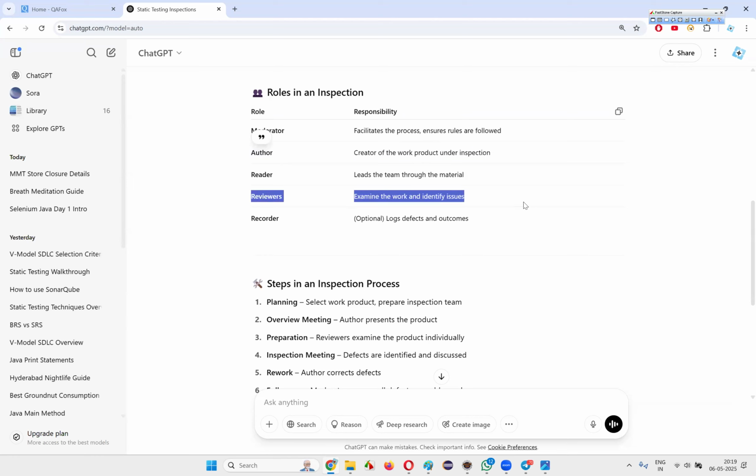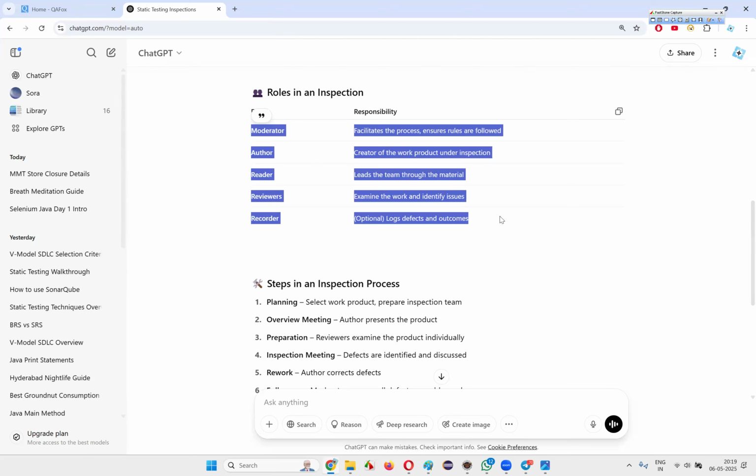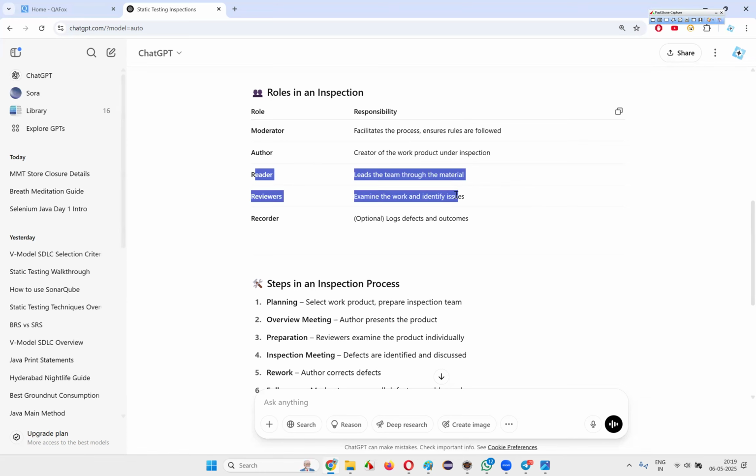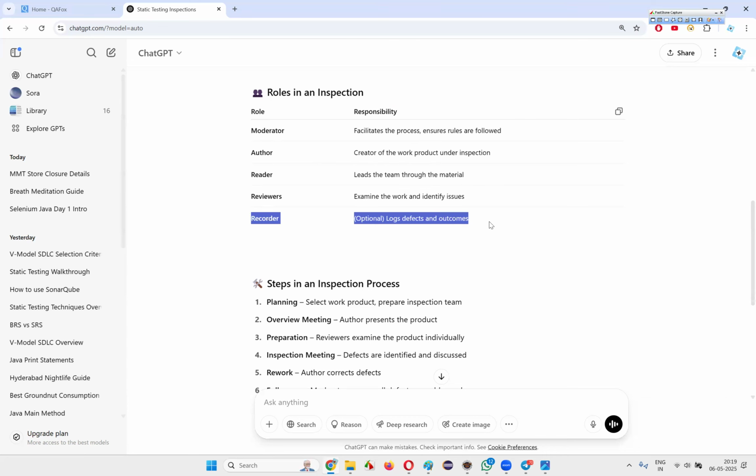Then we have reviewers, who examine the work and identify the issues. Then finally, we have another role known as the recorder, which is optional. It may or may not be available. Whatever the meeting details that are happening during the meeting will be logged. While the reader is reading, the recorder is writing or making notes of what discussions are going on. Everything will be recorded.